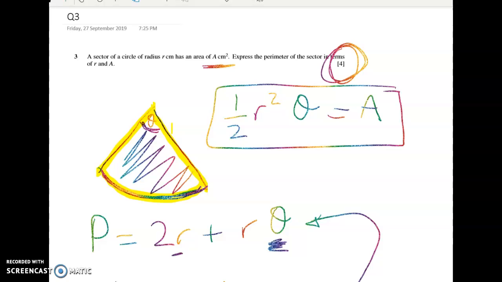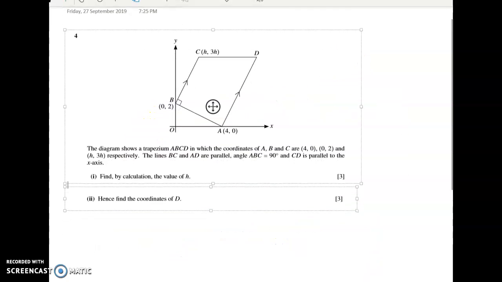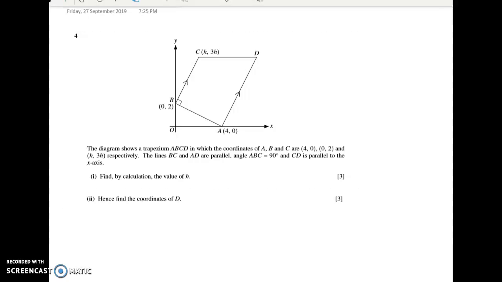Okay, question 4 is a little bit trickier. Question 4 goes like this. So we've got a trapezium and we're given the coordinates of A, B, and C. And C is (h, 3h). And we're told that BC and AD are parallel to each other. And the most important thing in the question is that this angle here is 90 degrees and CD is parallel to the x-axis. So the first thing we have to do is to figure out the value of h.